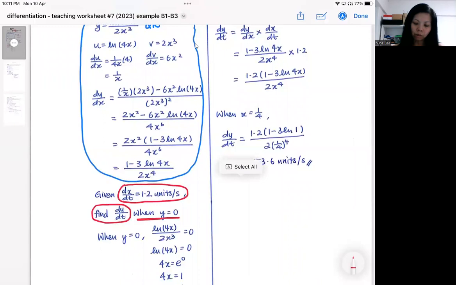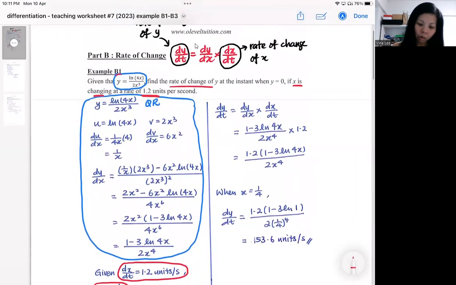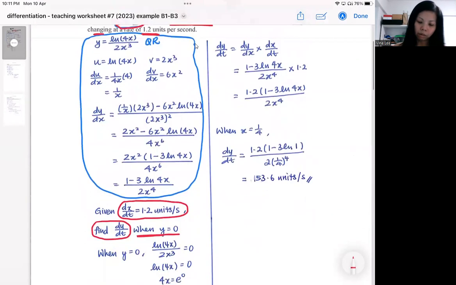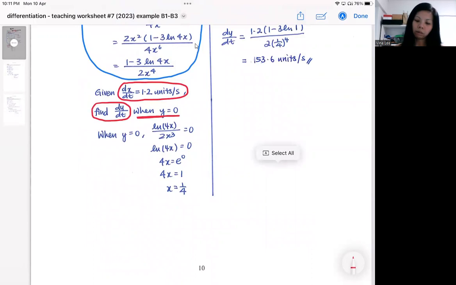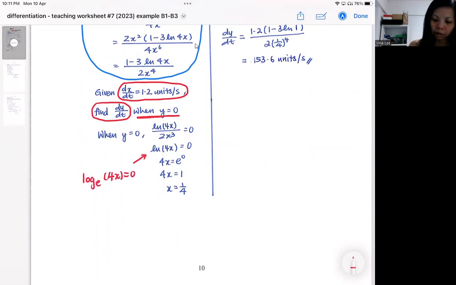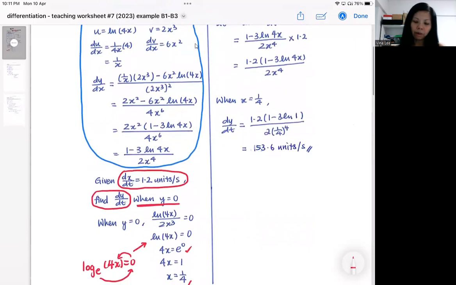So y is 0. So where is your y? This whole thing is your y. So change this part to 0. When you change this part to 0, you got a little bit of logarithm to do. So this part is log base e. Some of you may forget that this part is log base e, and how do you do that? You change it to index form. That's how I got this. And e to the power 0 is 1, so I actually get 1/4. So eventually, I'm supposed to find my dy dt when x is 1/4.